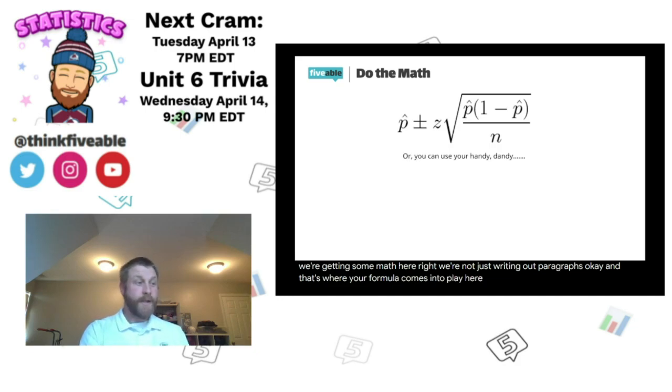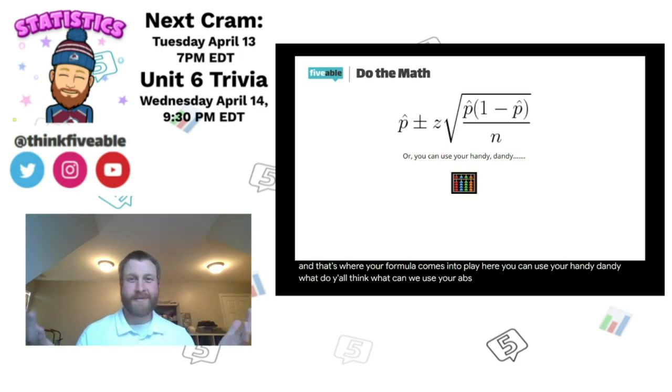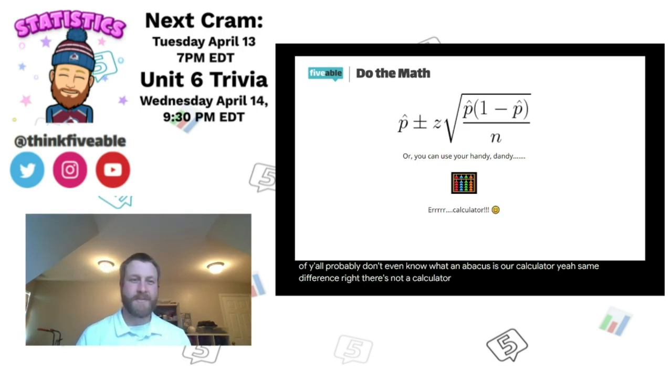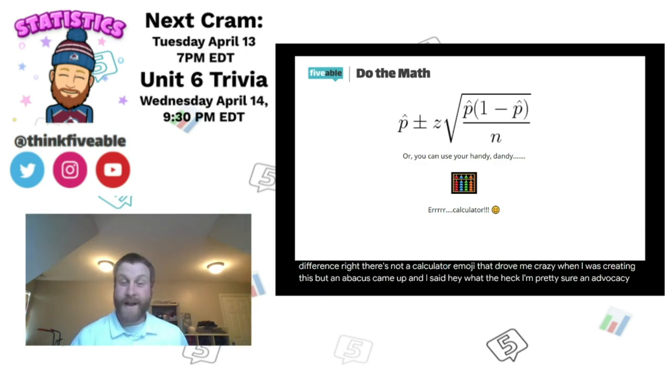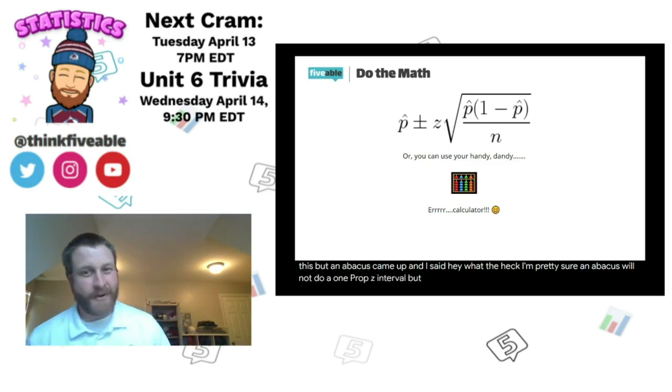Or you can use your handy dandy, what do y'all think? What can we use? Your abacus, right? Some of y'all probably don't even know what an abacus is. Calculator, same difference, right? There's not a calculator emoji. That drove me crazy when I was creating this, but an abacus came up and I said, what the heck? I'm pretty sure an abacus will not do a 1 prop Z interval, but our calculator will.